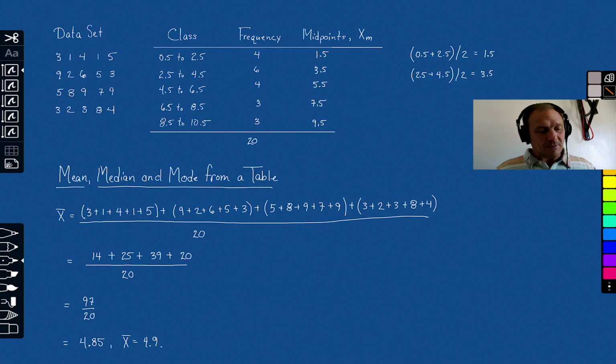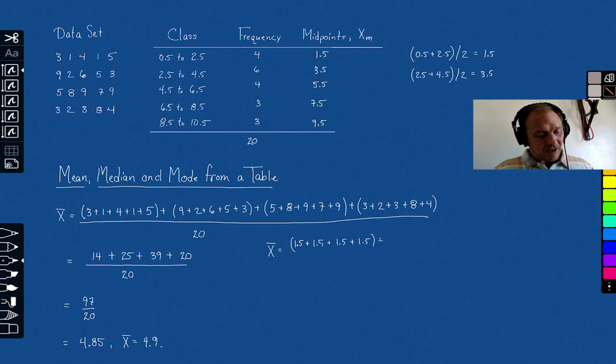Now, an easy mistake is just to add the midpoints up. But really, if you want to calculate x bar, you have to remember that in the first class, there's a 1.5, there's another 1.5, another 1.5, there's another 1.5. In other words, there's 4 of them just in that first class.